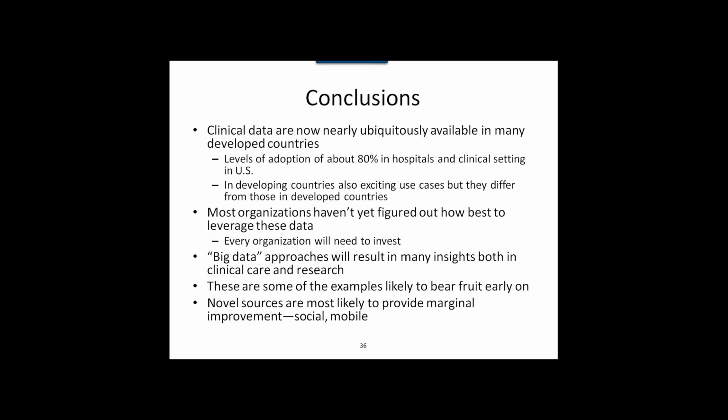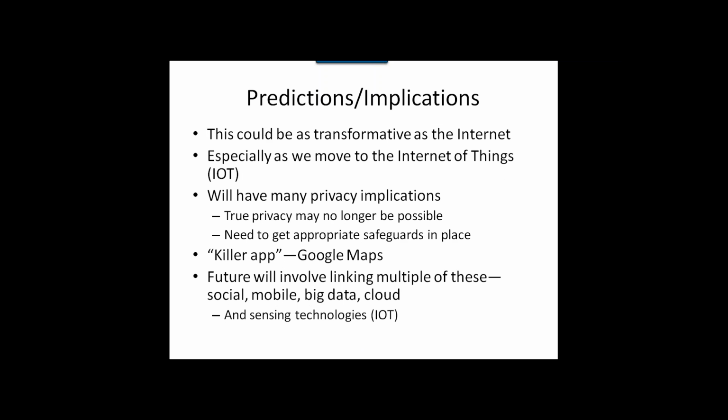I believe that some of the examples that I gave are the ones that will most likely bear fruit early on. There'll be a number of others. Another point I'd like to make is I think that novel sources are likely to provide the most marginal improvement. So if you look at where we are in doing a little better, for example, bringing in data from social media and from mobile devices, you know, that will make the biggest difference. And I'll just close by making a few predictions and give you some thoughts about implications.